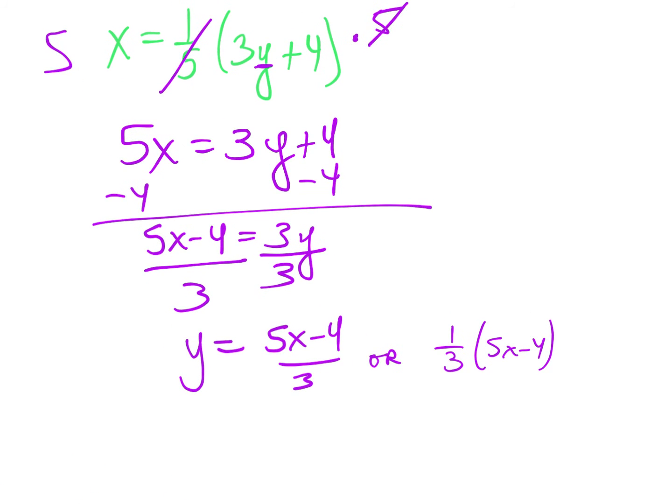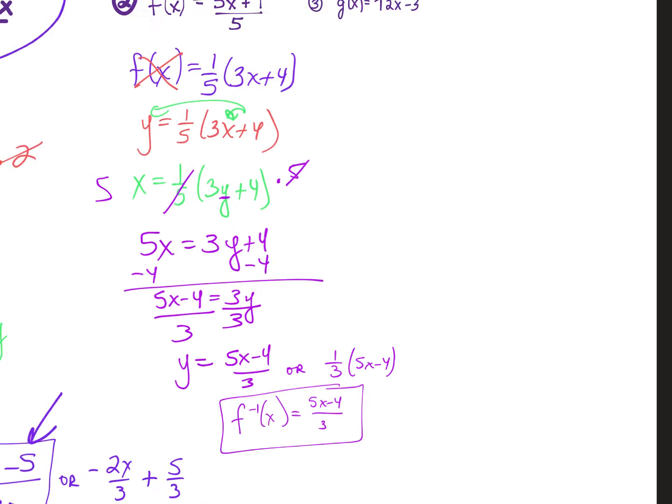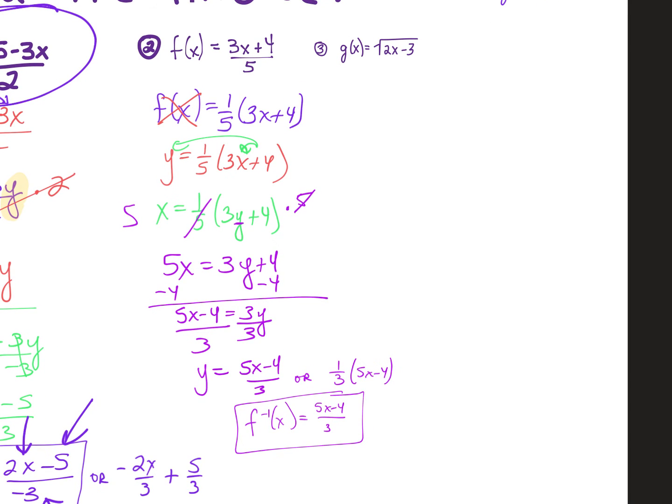But if you look at your original to your inverse, you should be able to see the difference. You have to have your inverse notation. So (5x minus 4) divided by 3. Let's check. In my original problem, I was multiplying by 3. In my inverse, I'm dividing by 3. In my original problem, I was dividing by 5. In my inverse, I'm multiplying by 5. In the original, I had plus 4. In my inverse, I have minus 4.